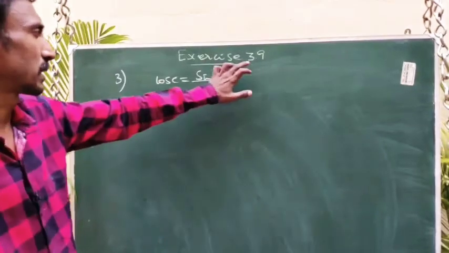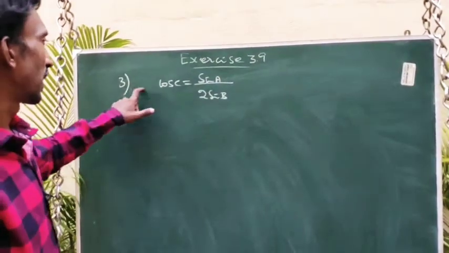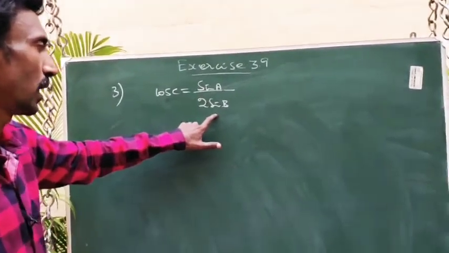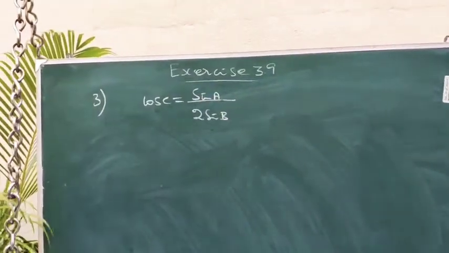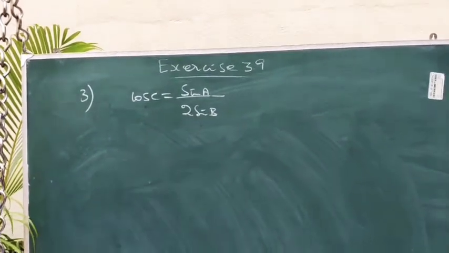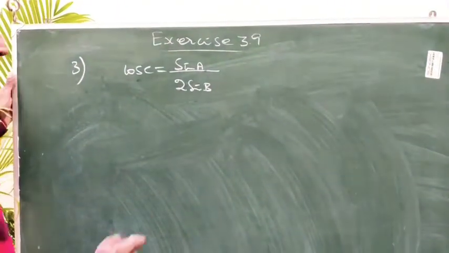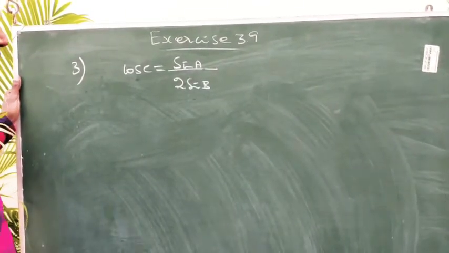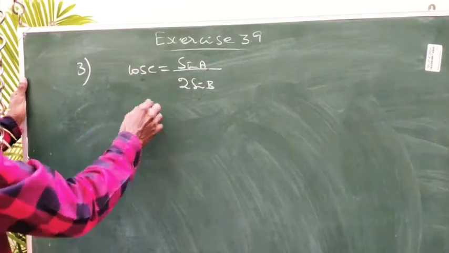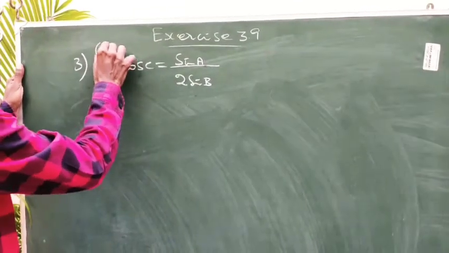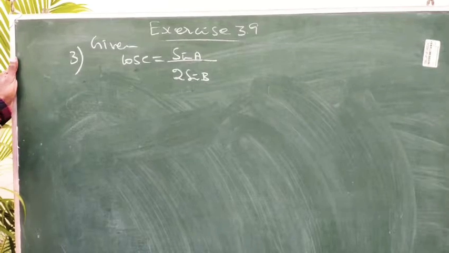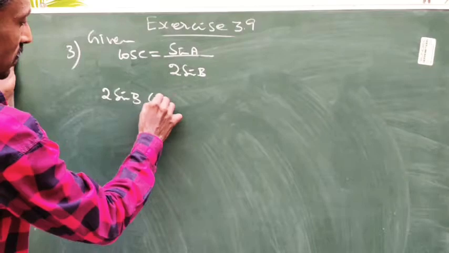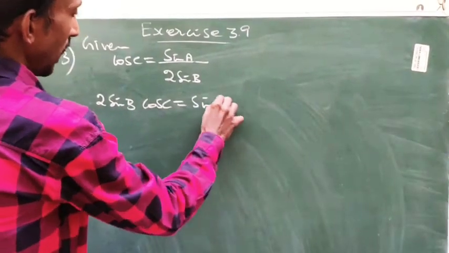Question number 3 in the exercise 3.9. The question is, in a triangle ABC, if cos C equal to sin A by 2 sin B, then show that the triangle is isosceles. Isosceles means two sides are equal. So our aim is to prove any two sides of the triangle are equal. First take the given one. Given cos C equal to sin A by 2 sin B. Just cross multiply: 2 sin B cos C equal to sin A.